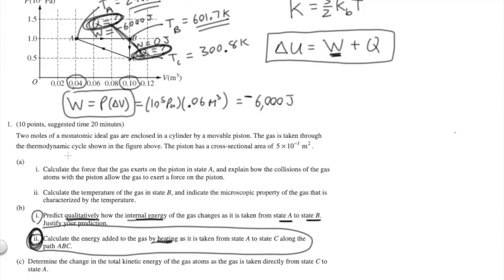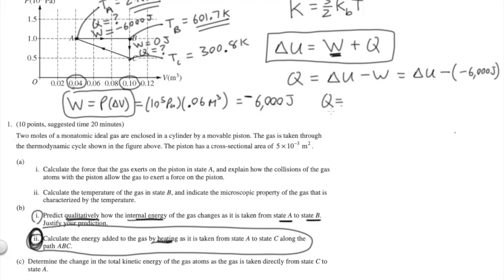Not separately, and that definitely makes it a lot easier. So we want the total heat energy from A to C. We already know the work, so let's take this equation and rearrange it. Q is going to equal the change of internal energy minus the work, and we know the work is negative 6,000. So basically, the thermal energy or heat is going to be whatever the change of internal energy is plus 6,000.